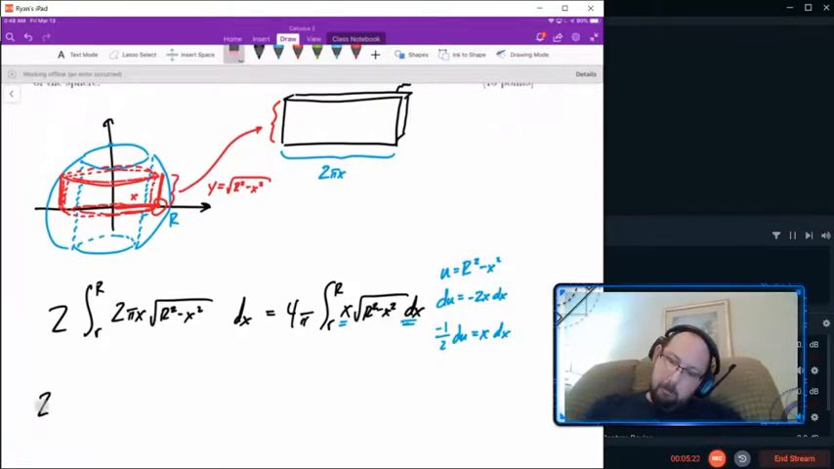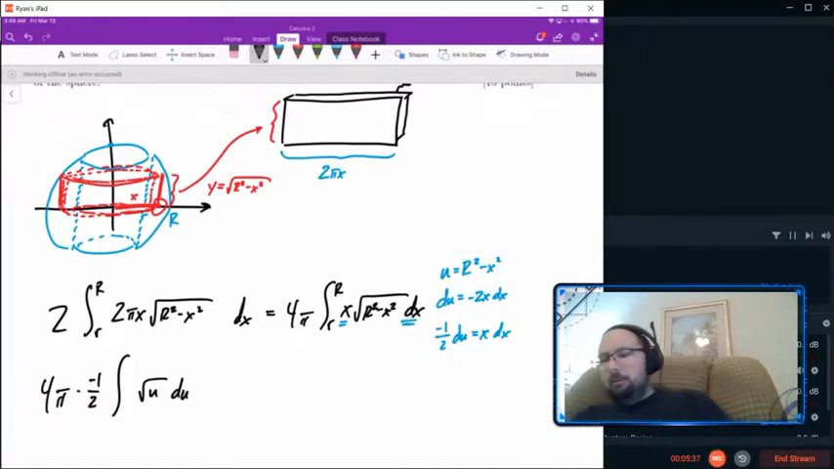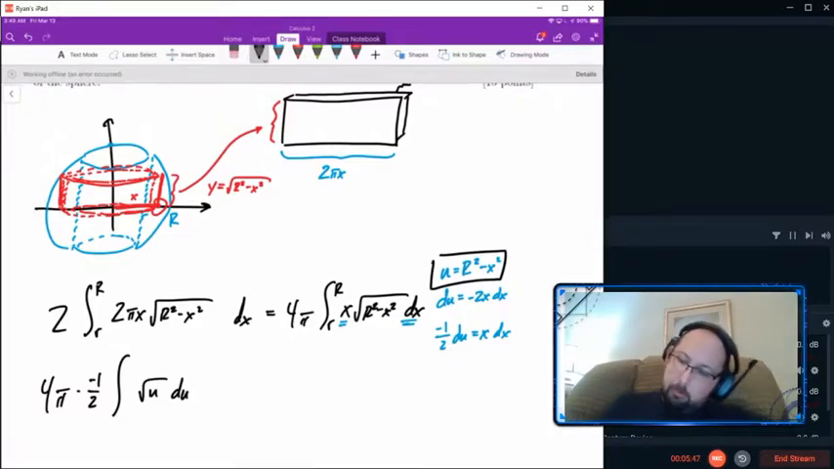Sorry, so we've got 4 pi, and then I'm going to put in that extra factor that we came up with. And I'll have the integral of root u du, and the only thing we have to worry about is the limits of integration. But we just plug them into u equals R squared minus x squared, where each one goes in where x was. So that makes the top R squared minus R squared, big R's, so they go away. The bottom becomes R squared minus little r squared, and that's where we are.